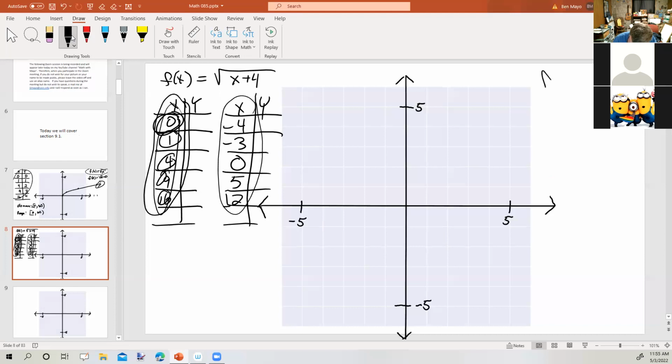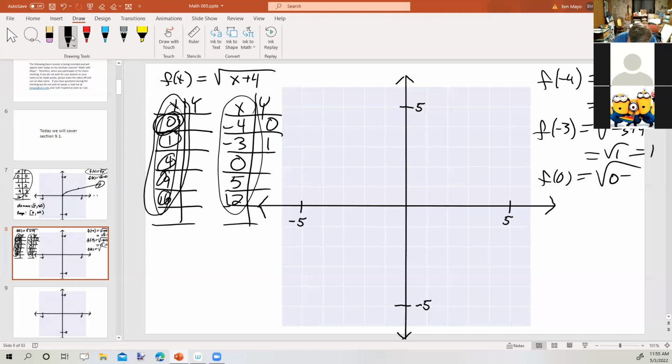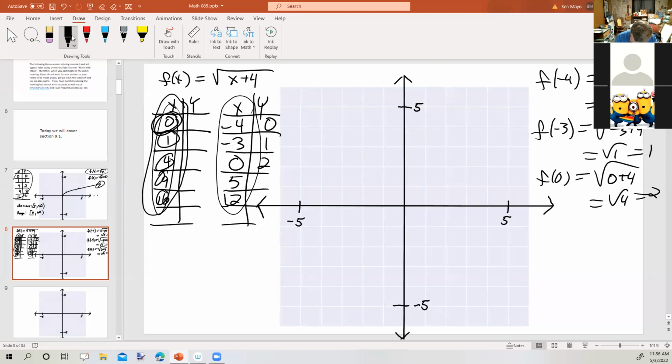If x is -4, f of -4 equals the square root of -4 plus 4, which is the square root of 0, which is 0. Nice number. If x is -3, f of -3 equals the square root of -3 plus 4, which is the square root of 1, which is 1. Nice number. If x is 0, f of 0 equals the square root of 0 plus 4, which is the square root of 4, which is 2. If x is 5, f of 5 equals the square root of 5 plus 4, which is the square root of 9, which is 3, etc.